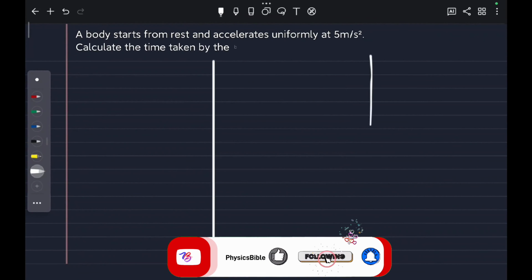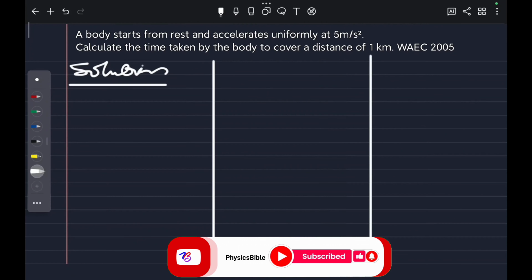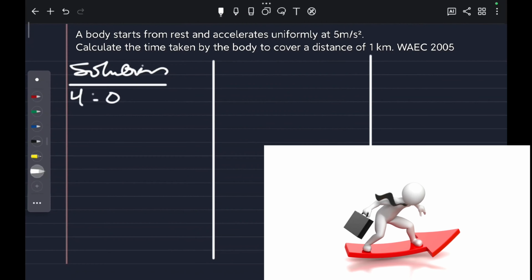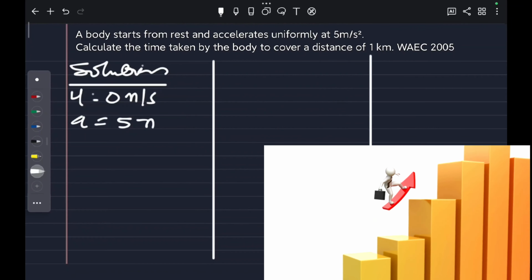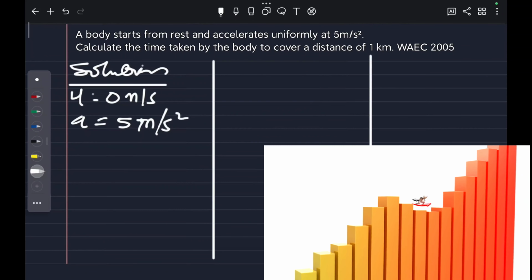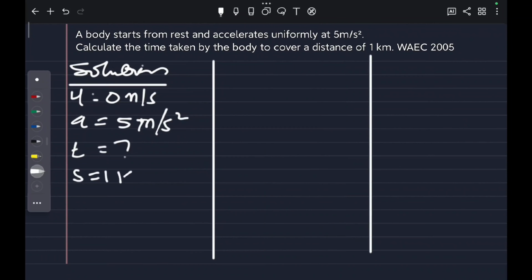A body starts from rest, initial velocity 0. Acceleration is 5 meters per second squared. So that the time taken by the body is unknown. Then our distance is given to be 1 kilometer. So that 1 kilometer is equal to 1 multiplied by 1,000. So our distance is equal to 1,000 meters.